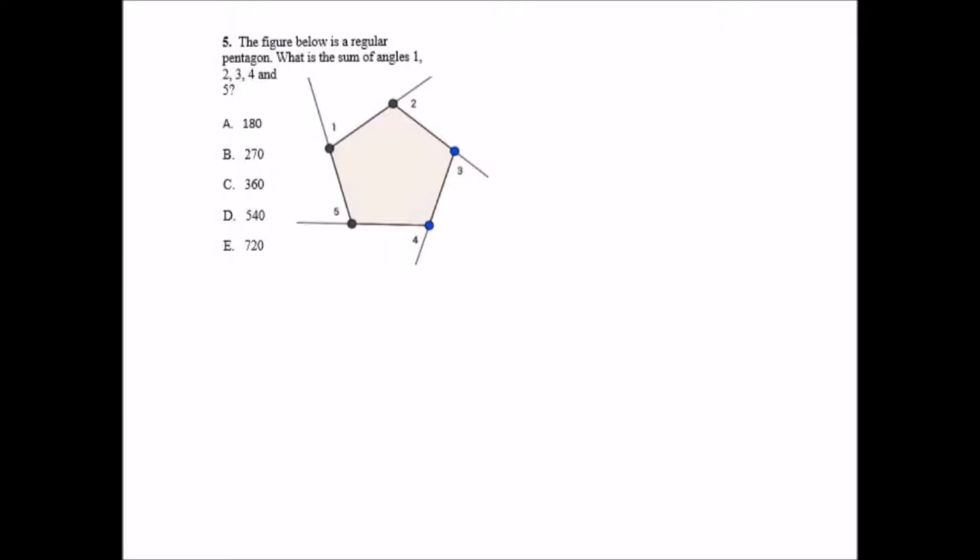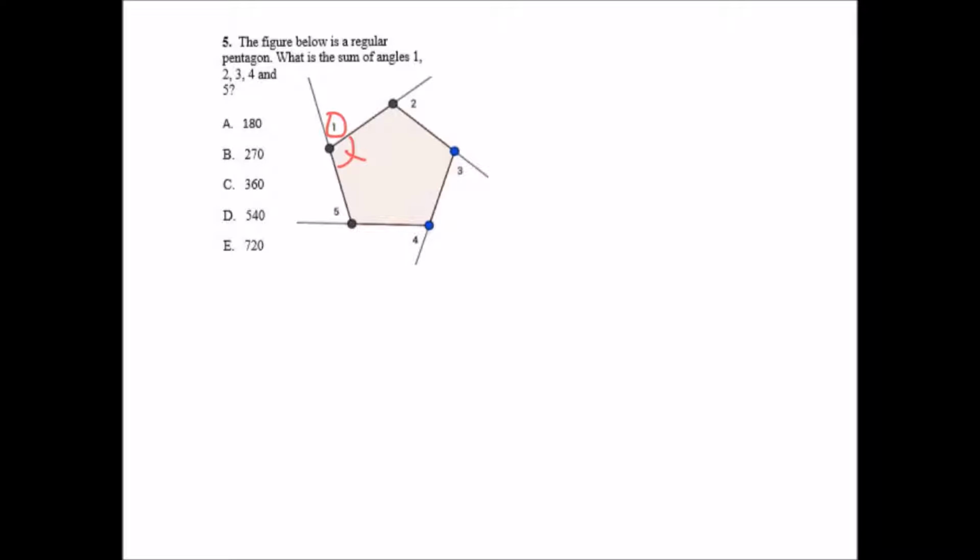And question 5 says the figure below is a regular pentagon, which means you've got 5 equal sides with all the angles on the inside also equal. What it's asking, though, is what is the sum of the angles 1, 2, 3, 4, and 5? Those are the angles outside the pentagon. So in order to know that, all you need to do is figure out this measure of angle inside. Then you'll know what's left from 180 on the outside. Multiply that by 5, and you'll get the answer.